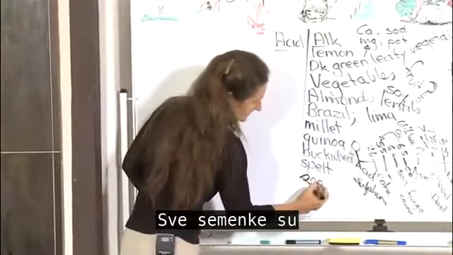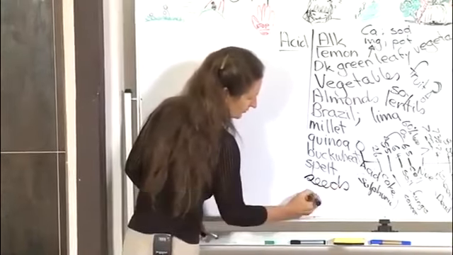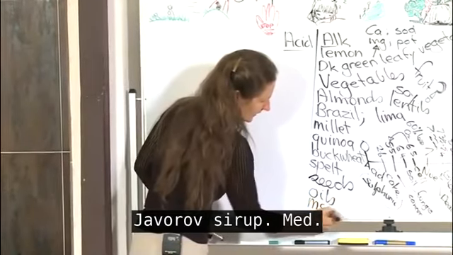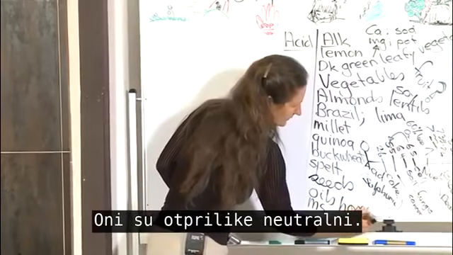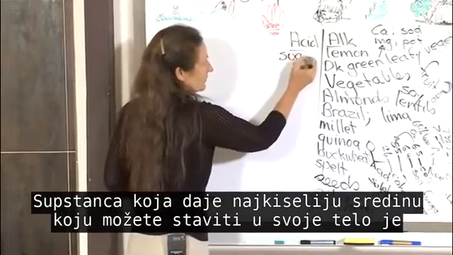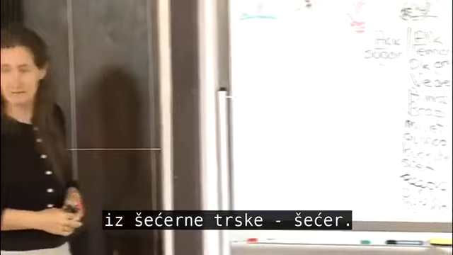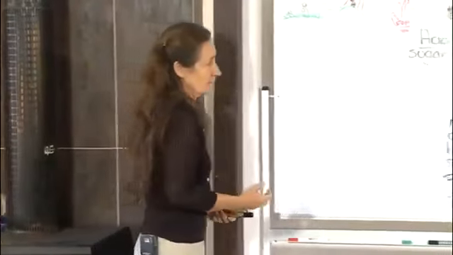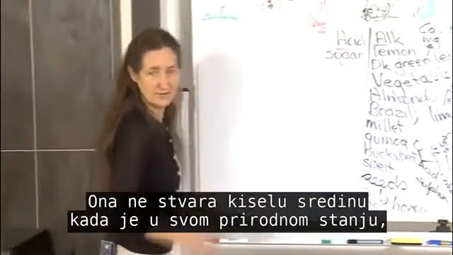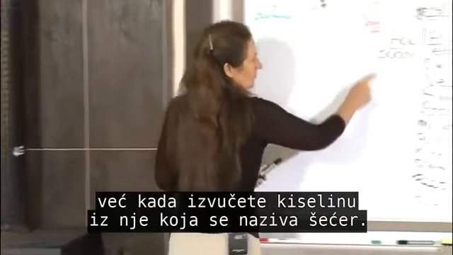All your seeds are alkaline. Down here we're getting to neutral, which is most of your oils, maple syrups, honeys. They're about neutral. The most acid-forming substance you can put into your body is the pure crystallized acid that's extracted from the sugarcane plant. A green leafy food is sugarcane. It is not acid-forming in its natural state. But when you extract that acid called sugar out of it.